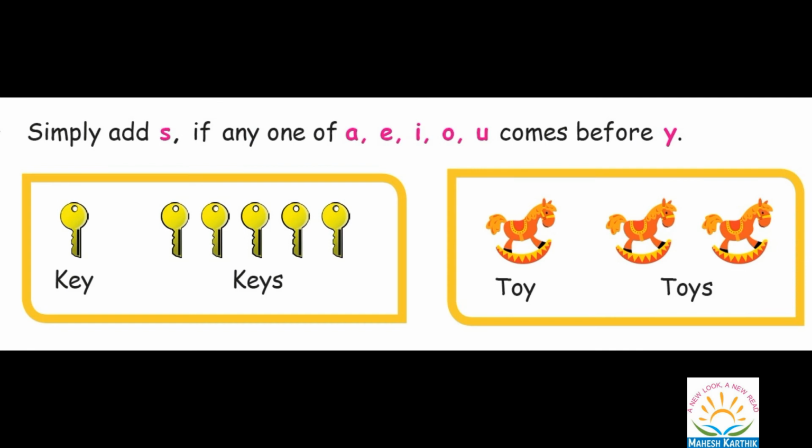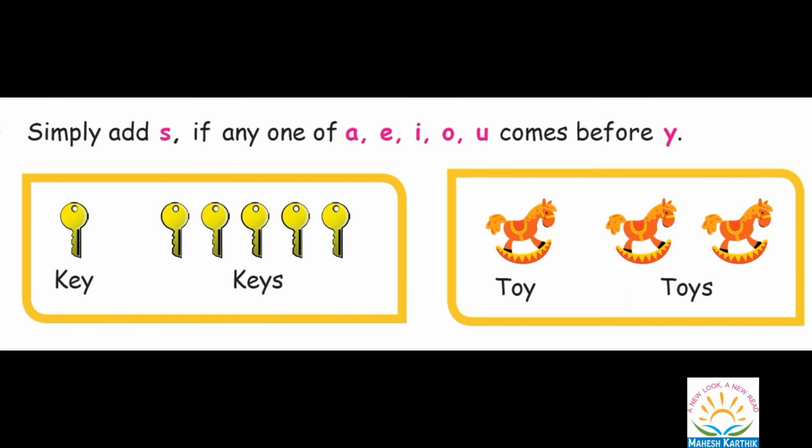And for some words, we can simply add s if any one of A, E, I, O, U comes before Y. Example, key. The word key ends with the letter Y and E comes before Y. So we should add S with the naming word to convert it into plural form.